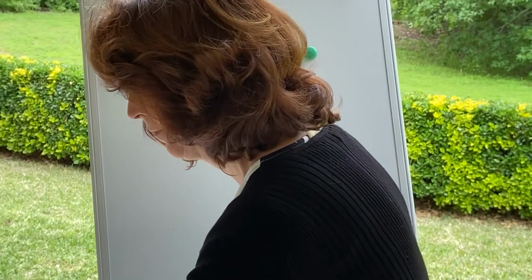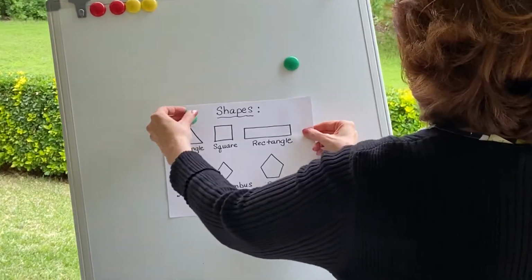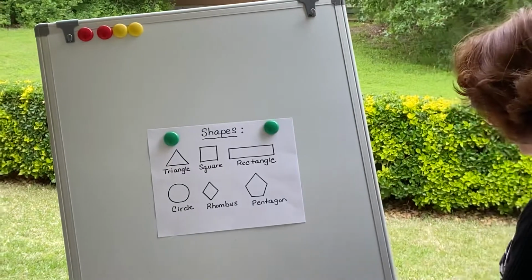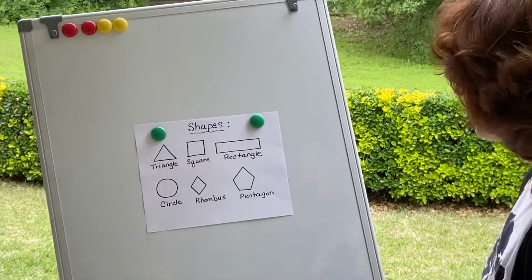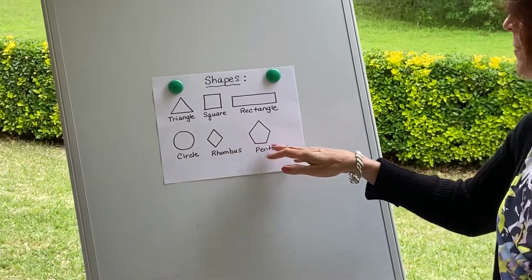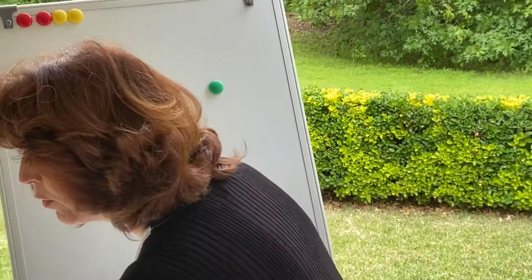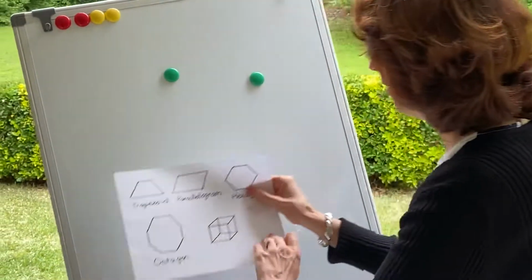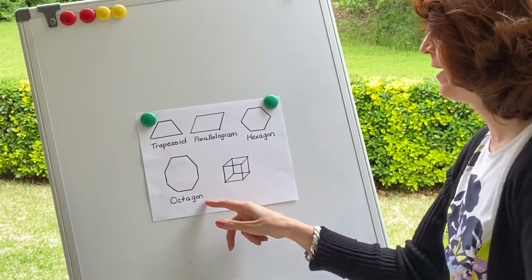Shapes. We've covered shapes before in my room. Here are your basic shapes. These are called two-dimensional shapes. And our two-dimensional shapes are triangle, square, rectangle, circle, rhombus, and pentagon. Some more two-dimensional shapes are trapezoid, parallelogram, hexagon, and octagon.